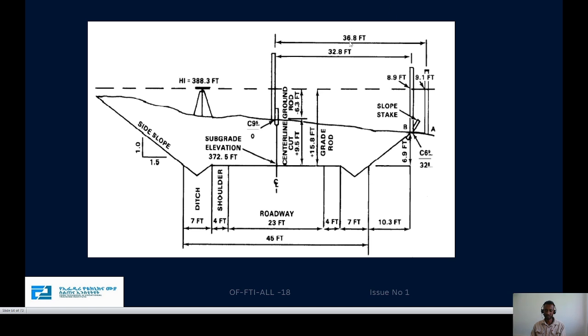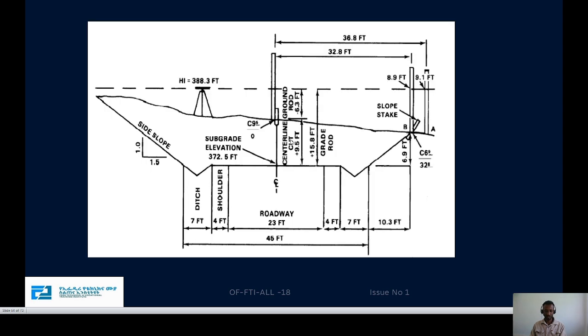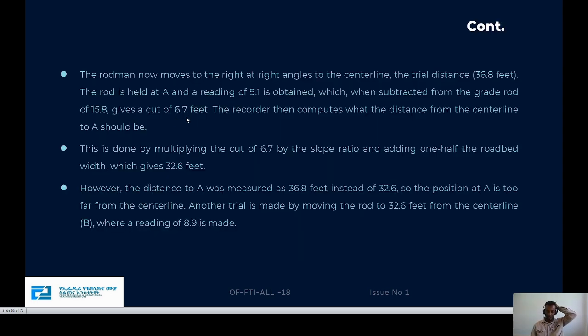From 36.8, we place the rodman and the ground rod reading will be 9.1. So the rodman is at 36.8 and 9.1 is obtained. From 9.1, we subtract 15.8 and we get 6.7. It is also a cut. From 6.7 we calculate 6.7 times 1.5 plus 22.5, so we get 32.6.